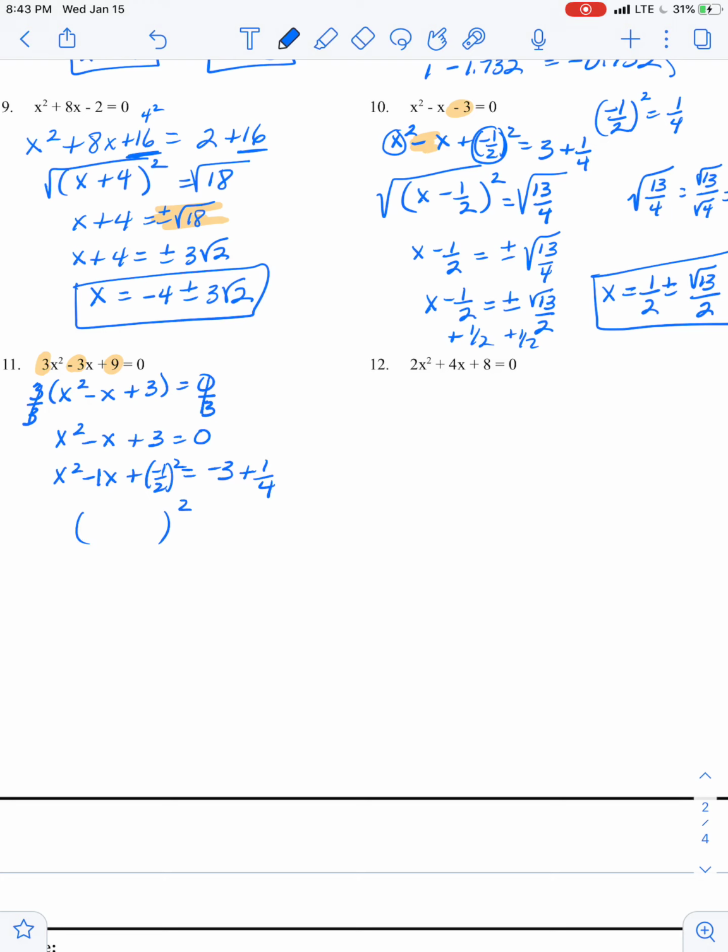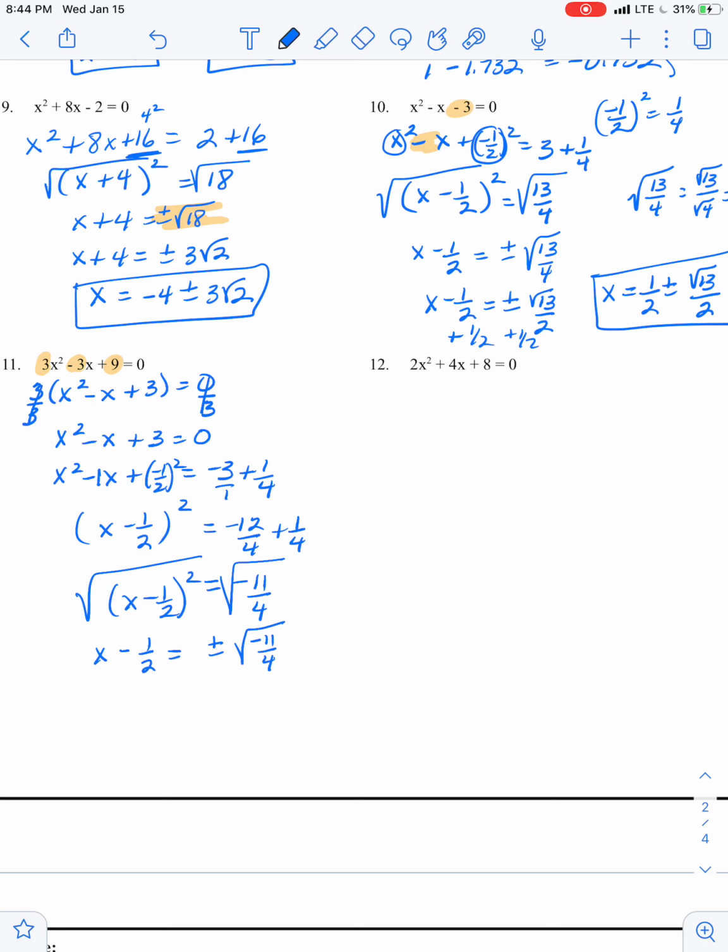This will factor then to be x minus 1/2, quantity squared, equals, and again, this now is a negative 12/4 plus 1/4. So this is now going to be a minus 11/4. Okay? And again, now we're going to do the square root of both sides. So x minus 1/2 equals plus or minus the square root of a negative 11/4.